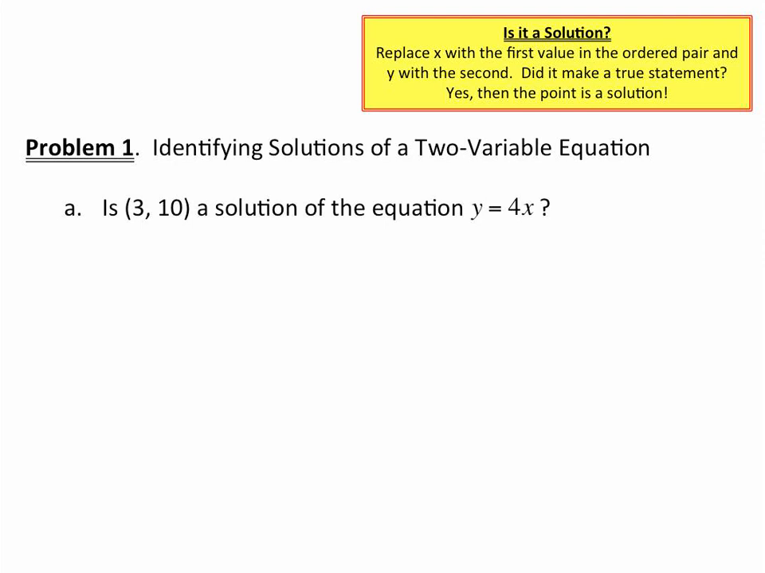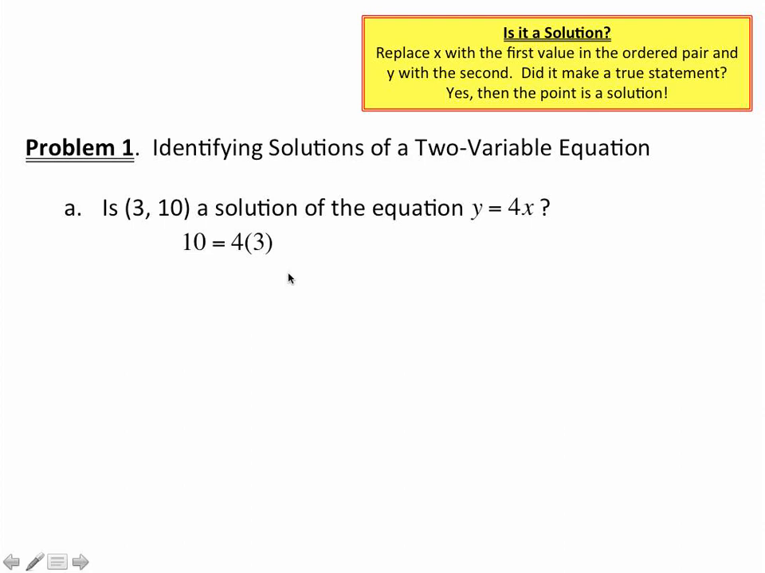So here we go. Is (3, 10) a solution to the equation y equals 4x? So this is the point, a location on a grid. Remember, it's always alphabetical order. So the 3 is the x, the 10 is the y. So all I'm going to do is take the 3 and plug it in for x. I'm going to take the 10, plug it in for y, and see if I created a true statement.